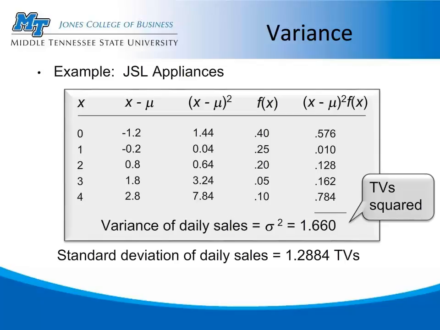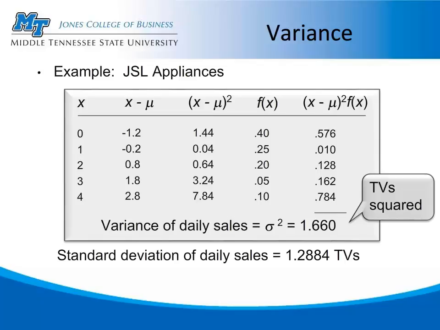Now similarly, you can calculate the variance of a random variable. Once again, X stands for the number of TVs sold per day. We could have 0, we could have 1, all the way up to 4. Now the mean turned out to be 1.2. So you calculate the deviations from the mean. 0 minus 1.2 is a negative 1.2. 1 minus 1.2 is a negative 0.2. 2 minus 1.2 is 0.8, and so on.